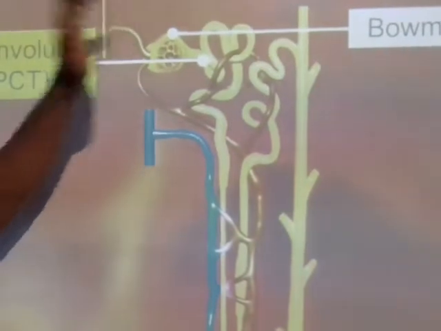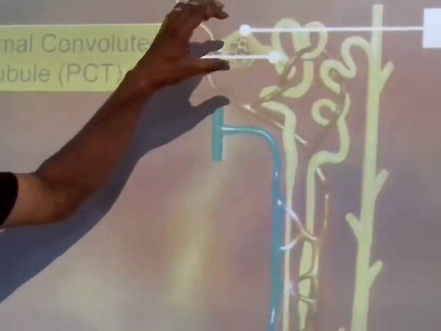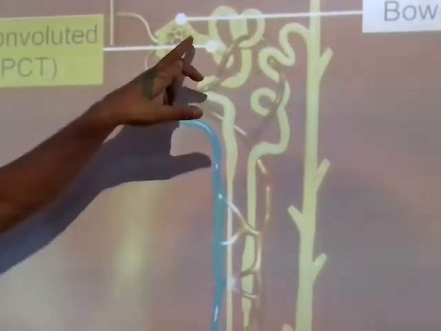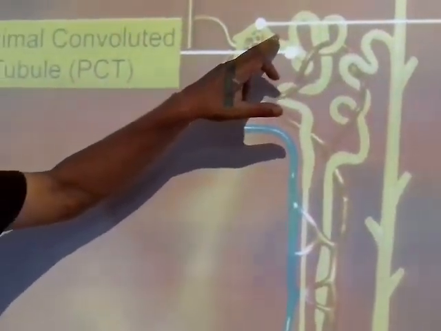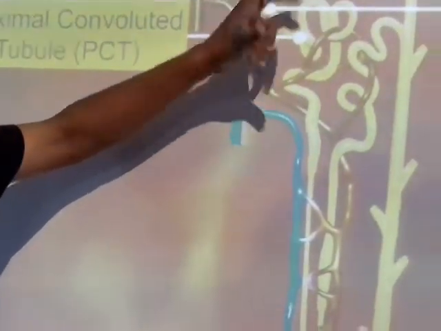The glomerulus is also covered by a capsule which is called the Bowman's capsule. So what is the Malpighian body? The Bowman's capsule along with the glomerulus is known as the Malpighian body. Now from this Bowman's capsule, a tube runs here which is highly convoluted. There are twists and turns.